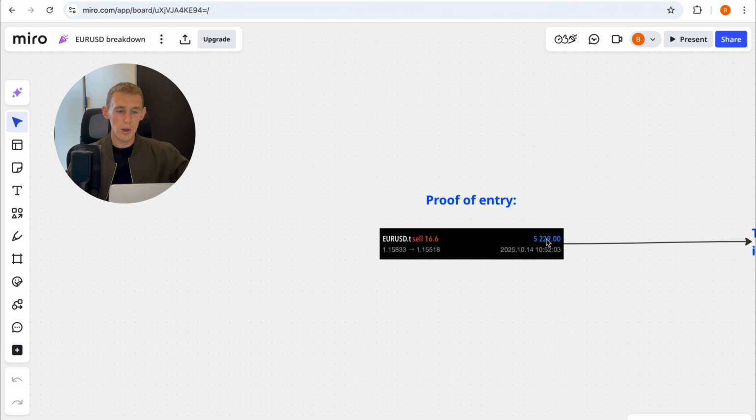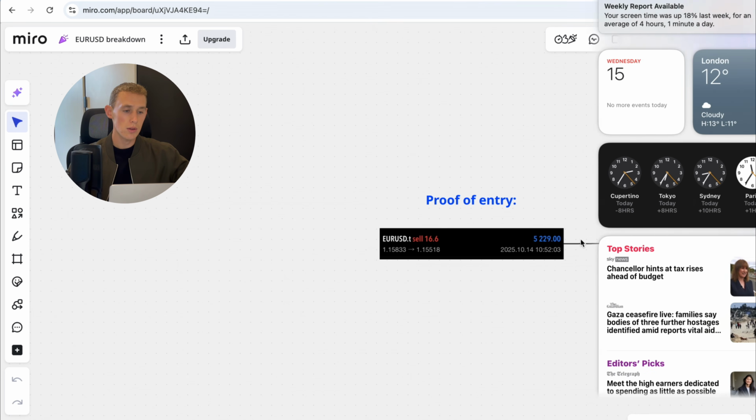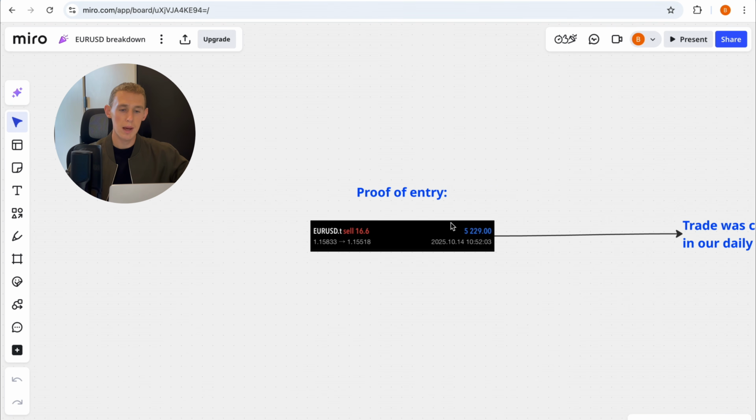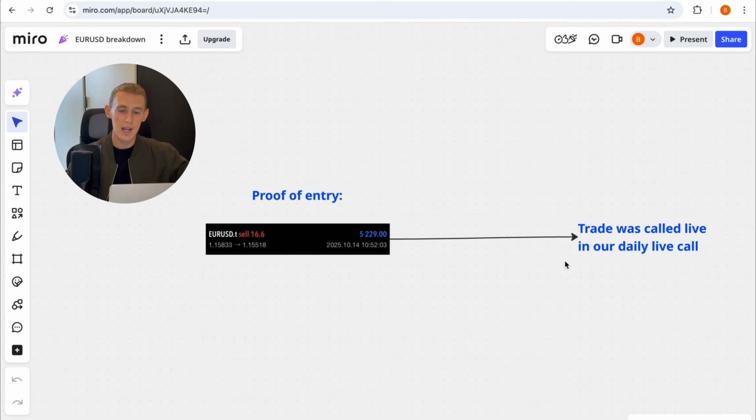But first guys, here's quick proof that we did actually take the trade. You can see here this was the Euro USD sell, just over $5,000. And then also this trade was not only taken by myself, but it was taken by over 100 people in our daily live call, which we have every single morning, Monday to Friday.